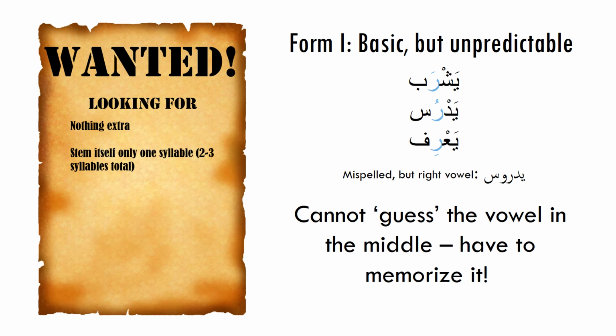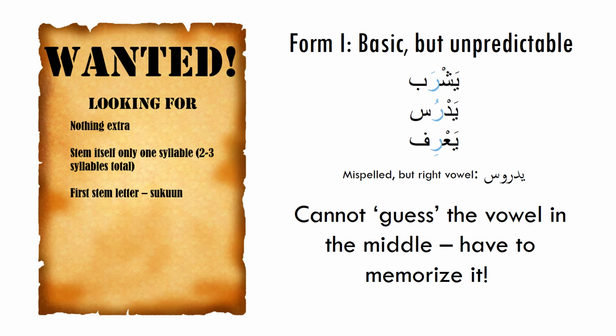Plus your affixes. The stem itself is only one syllable, which gets to, the whole verb will be 2 to 3 syllables, right? Yashrab, tashrabi, for example, might be 3 syllables. But the stem itself is only really one syllable. You don't think about the affixes. The first stem letter always has a sukun. You always say yesh, yed, ya, right? It has a sukun. There's not an extra vowel there.